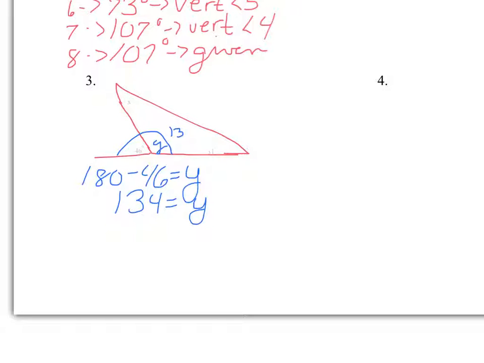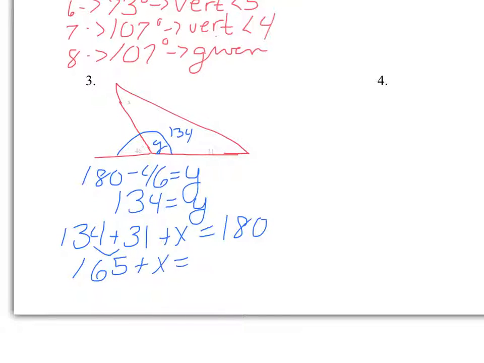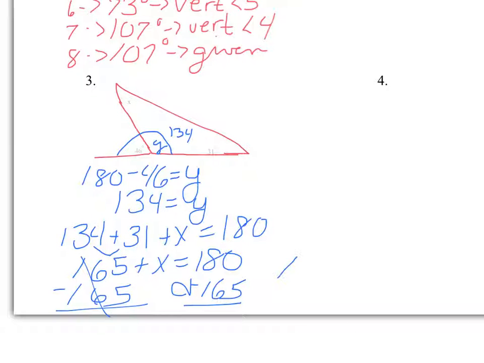So y is 134. We know that inside a triangle, all 3 angles must always add up to 180 degrees. So 134 plus 31 plus x needs to give me 180 degrees. Combining like terms, 165 plus x needs to give me 180. Subtract 165 from each side, and we find out that x is 15. At this point, I'm going to ask the teacher to pause the video. I'd like you to go through and try problems 2 and 4, please.